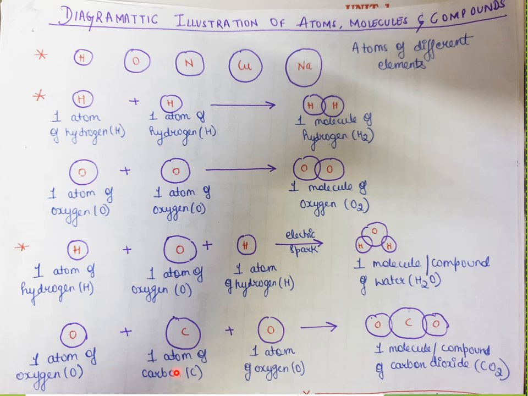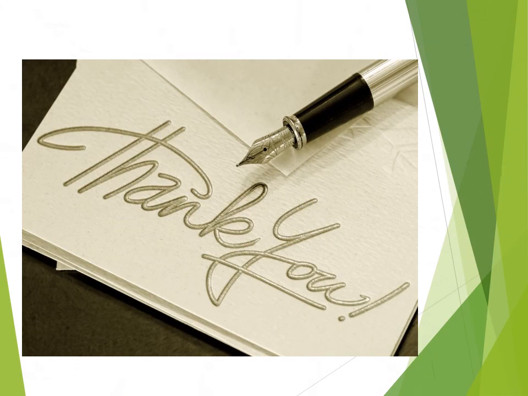One atom of carbon combines with two atoms of oxygen to form a carbon dioxide molecule or compound. So today what we have discussed is the basic definition of chemistry, the importance of studying chemistry in day-to-day life, what is matter, what is the classification of matter at the macroscopic and microscopic level, and this diagrammatic representation that differentiates between atoms, molecules, and compounds. So for today's session, this is it, we'll do further in the next class.